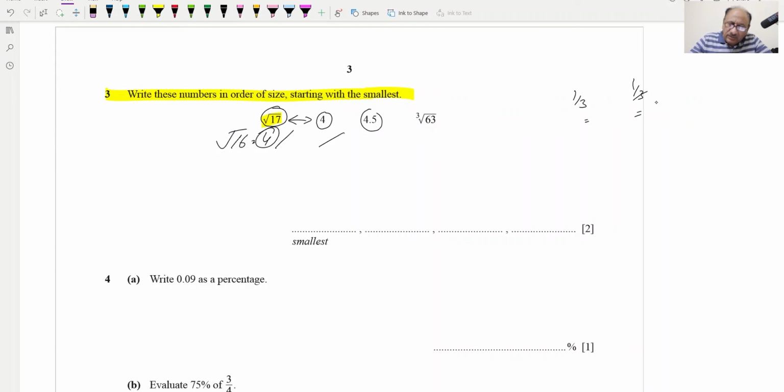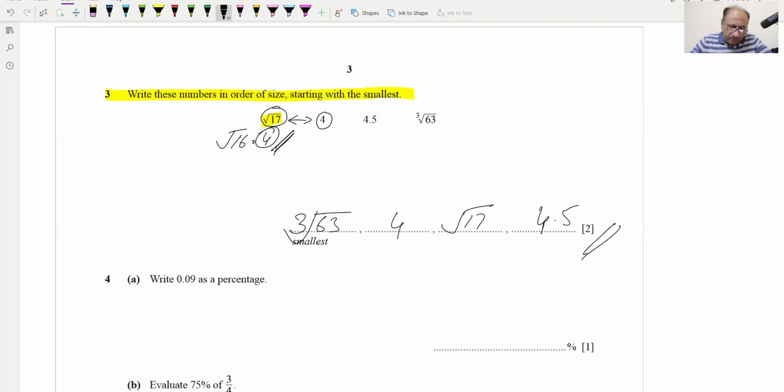So this number is lesser than 4, which we have checked. Rest of everything, all these three numbers are more than 4. So the smallest one will be this one, the cube root of 63. The next number will be exactly 4, because this is a little more than 4 and this is 4.5. Then this one is a little more than 4, so the square root of 17, and the biggest number will be 4.5. This is the 2 mark part.